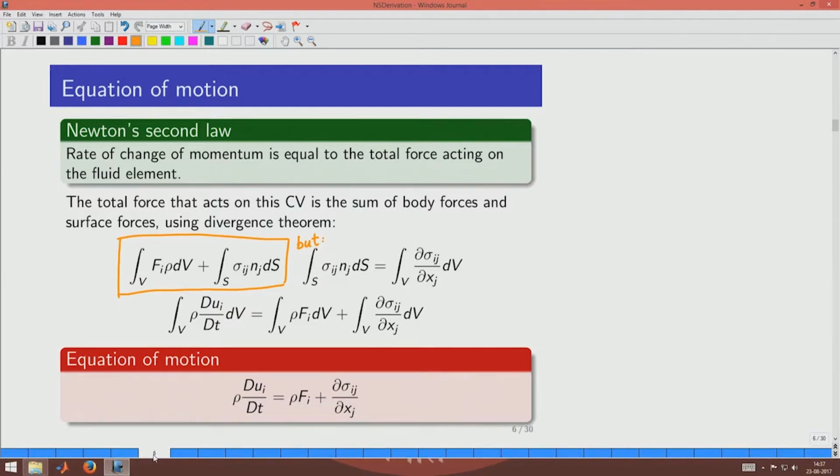So, the rate of change of the momentum of the control volume is equal to the total force that is acting. We have already written the forces in two ways, as we have seen here. We have written two terms: the volumetric force, the Fi rho dV, and the surface forces, which is the sigma ij nj dS. So, we have got those two terms. Now, we see that the second term we can write in a slightly different manner. We can use the divergence theorem.